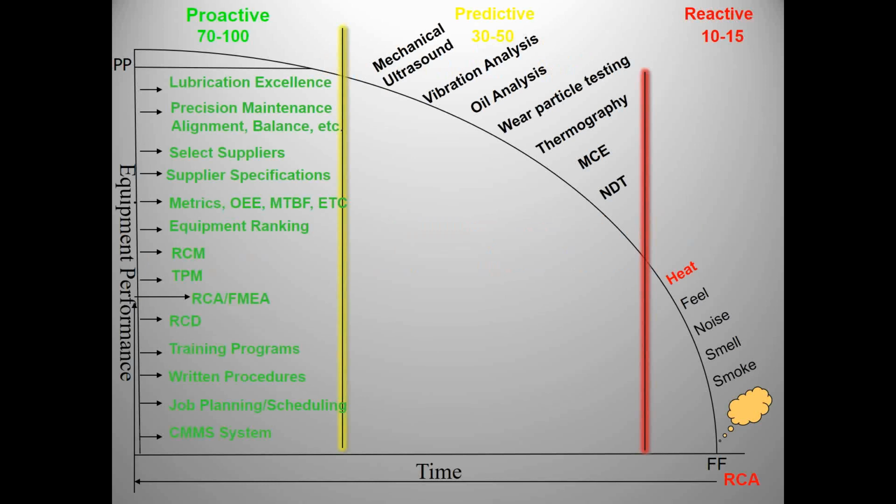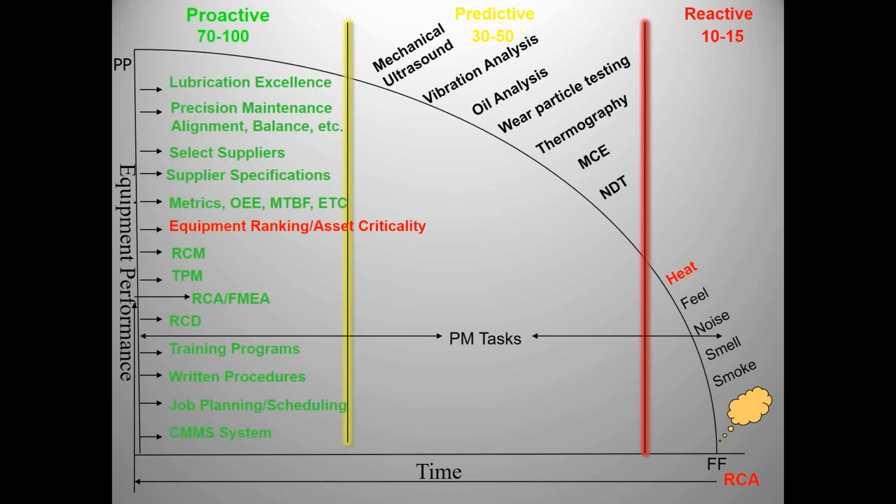But again, if we go back to our PF curve, we want to move away from the right side of the curve, where we're doing things based on finding problems with human senses. We climb up this curve and want to do more predictive technologies. Then we get over to our proactive steps, which I've listed in no order of importance, but equipment criticality, asset criticality, how you rank your equipment, is a very important tool and process to develop all the things that are going to happen around this curve.